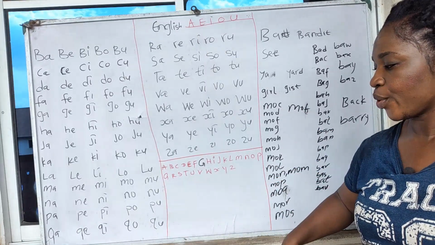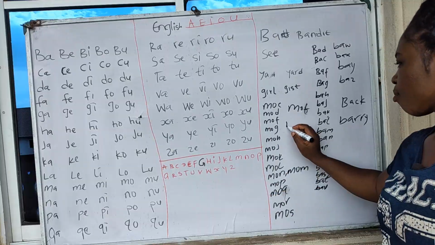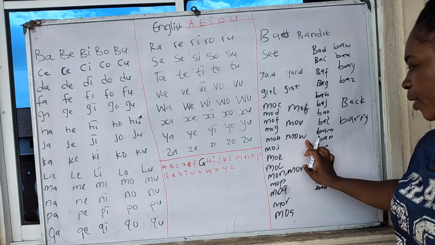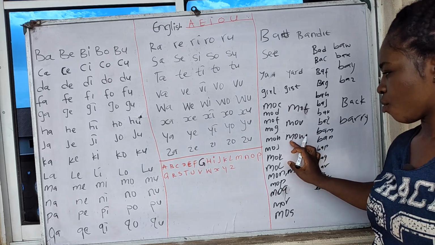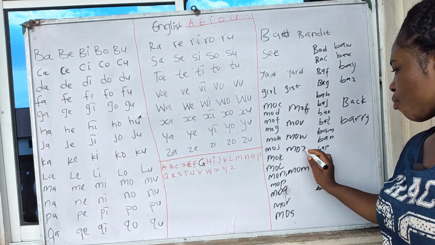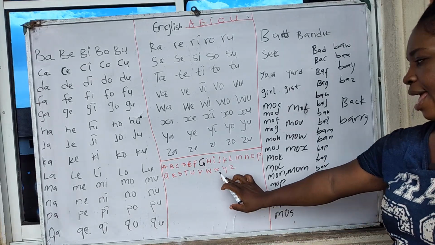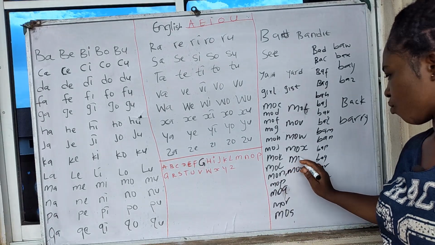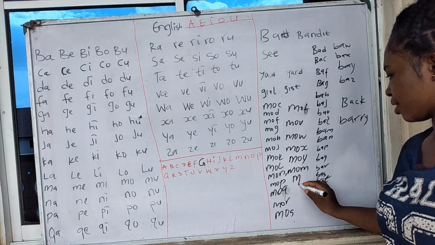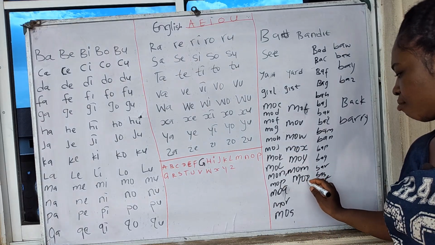We're not working with the U. We move to V. We have mov. So for W, we have mo, and X, we have mus, and Y, we have moi. So it goes like that to Z, we have mus.